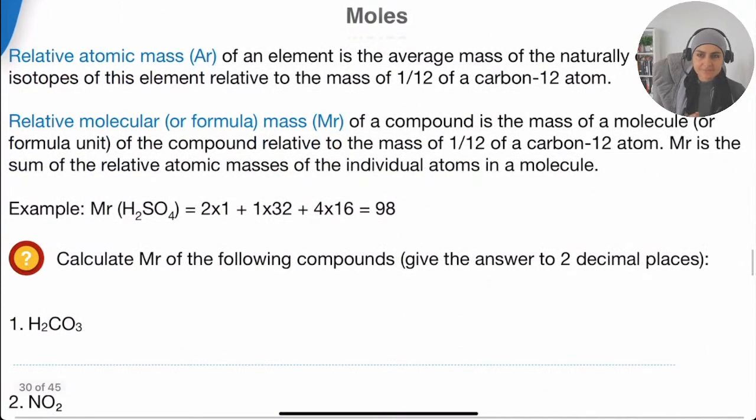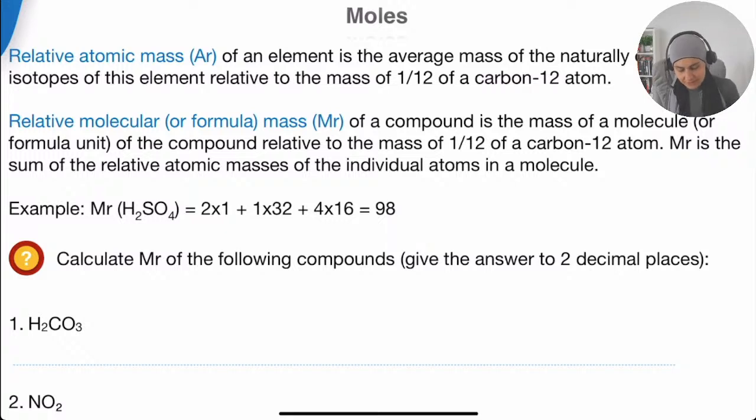Some definitions. Definitions might be a little confusing, but you just have to deal with them. Relative atomic mass of an element is the average mass of the naturally occurring isotopes of this element relative to the mass of 1/12 of a carbon-12 atom. Remember how we did it in the mass spectroscopy topic? We averaged the masses of all isotopes, took the weighted average, relative to 1/12 of a carbon-12 atom.